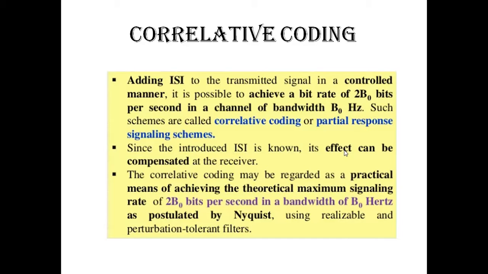Whatever effect we have added in the transmitter will be removed in the receiver. That is nothing but compensated at the receiver. So correlative coding is a practical means of achieving the maximum data rate of 2b0 in a bandwidth of b0 channel. So this is correlative coding.